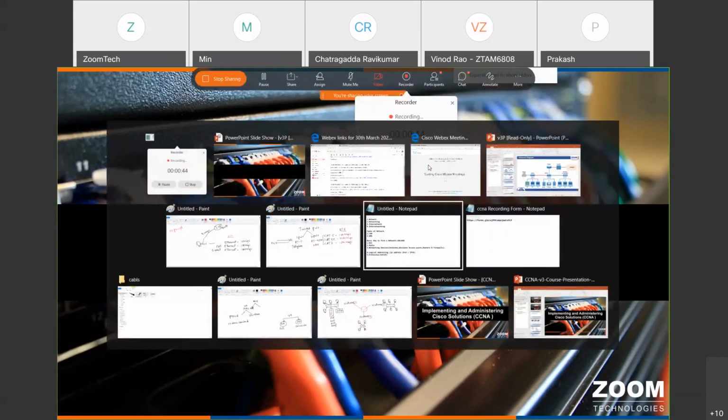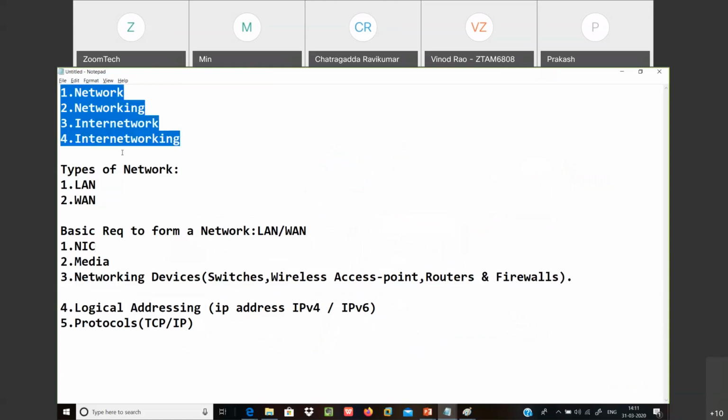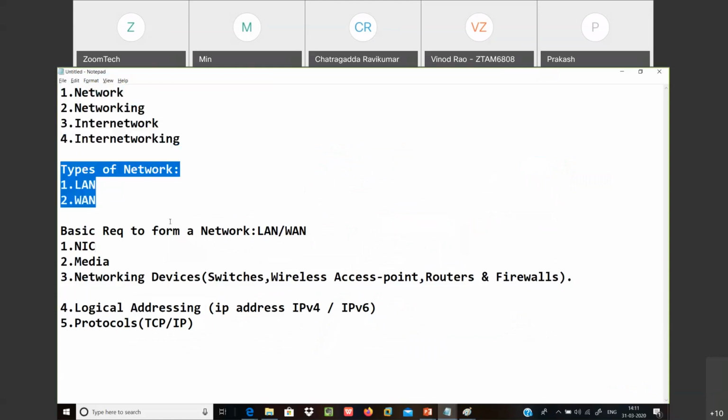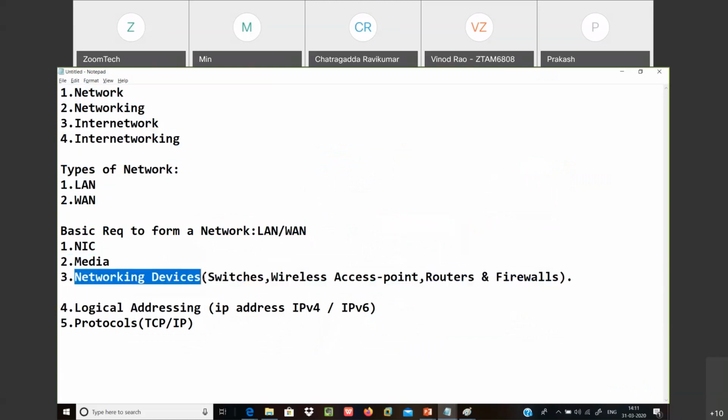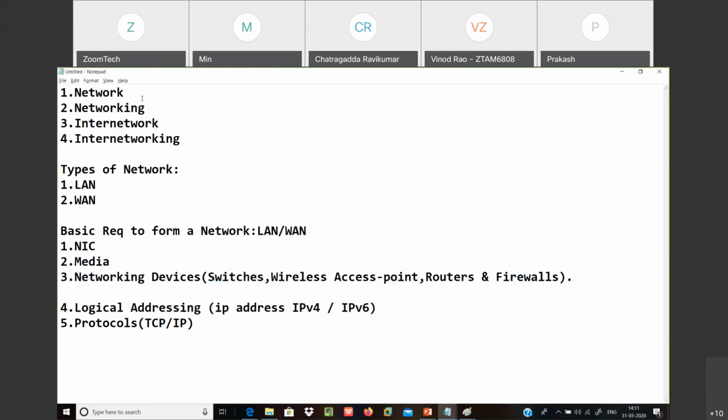Let me show you the last class: the first four points, and the types of networks, LAN and WAN. The basic requirements to form a network are NIC, media, and networking devices. Networking devices are switches, wireless access points, routers, and firewalls. So let me repeat once again, in five minutes, what we discussed in the last class.